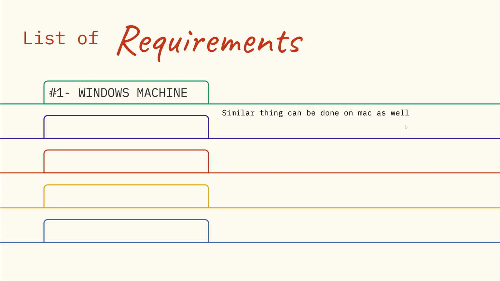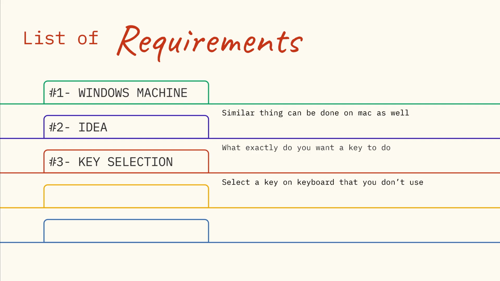First of all, a Windows machine. Although a similar thing can be done for Mac as well, the focus of this video will be something that can be done on a Windows machine. Second thing you'll need is an idea of what exactly you want a key to do. When you press a key on your keyboard, what exactly do you want it to do? Third thing, key selection. Which key do you want to press on your keyboard to make this thing?